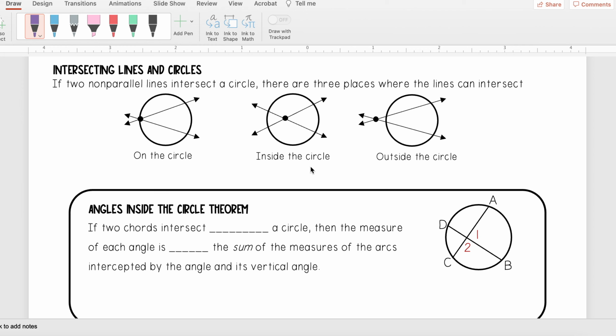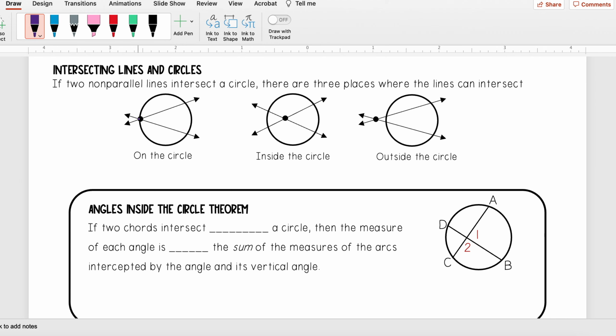In this video, we're going to be looking at a couple of different theorems that we get from intersecting lines and circles. So, first important thing to notice when we have intersecting lines and circles is that if two non-parallel lines intersect a circle, there are three places where the lines can intersect.